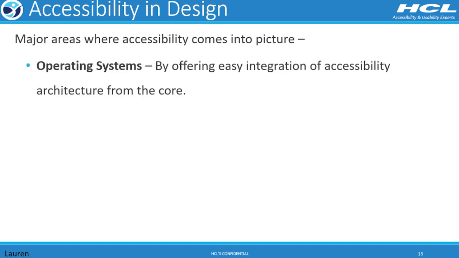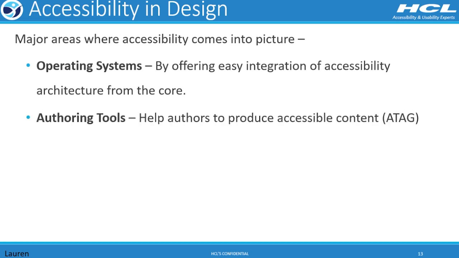Now, this is where it comes into place. Operating systems. Start at the beginning with the operating system. Microsoft, I'm talking to you, and also Linux and Mac, I'm talking to you. Make that the operating system, the base of the whole thing, accessible from the core, from the architecture at the beginning. Authoring tools. Let's help our developers. Let's help them develop tools, develop sites that are accessible because the tools they use are set up to do that.